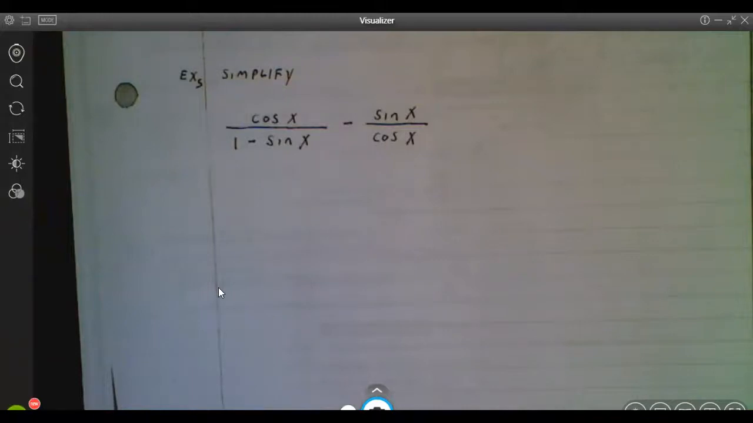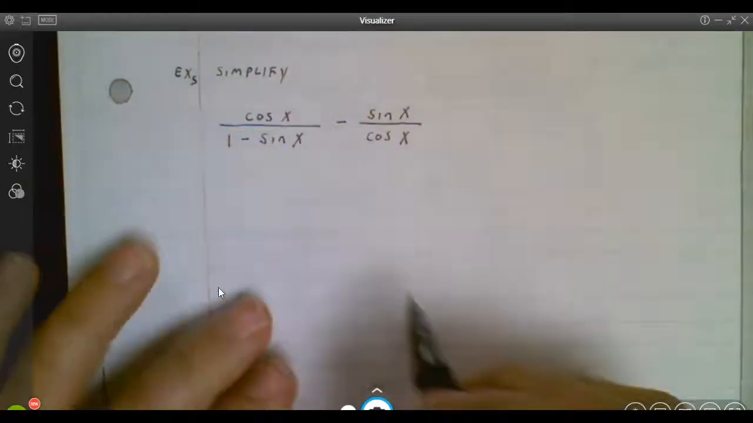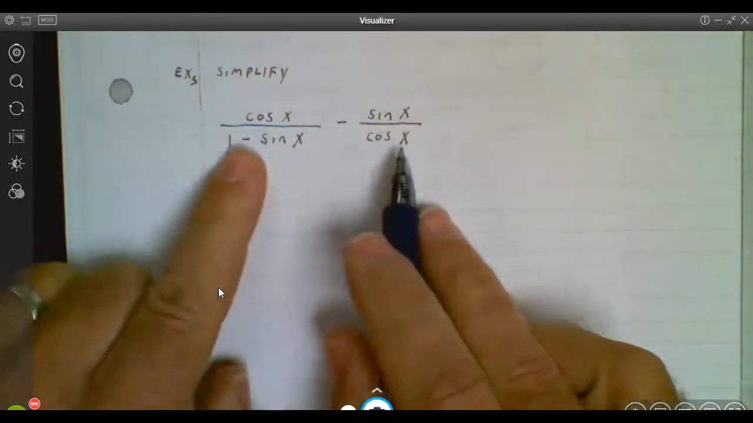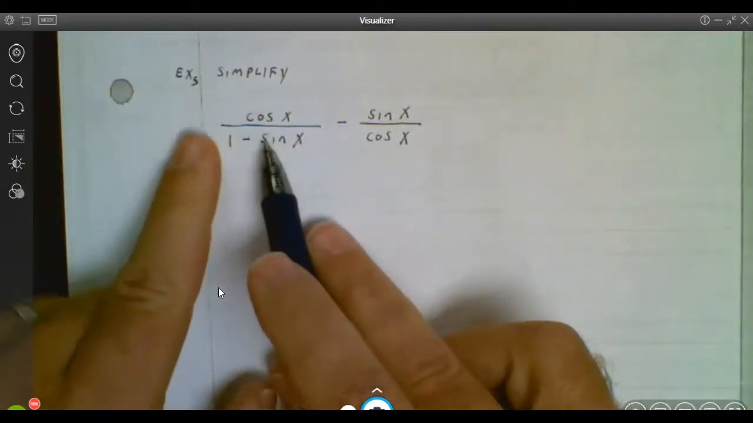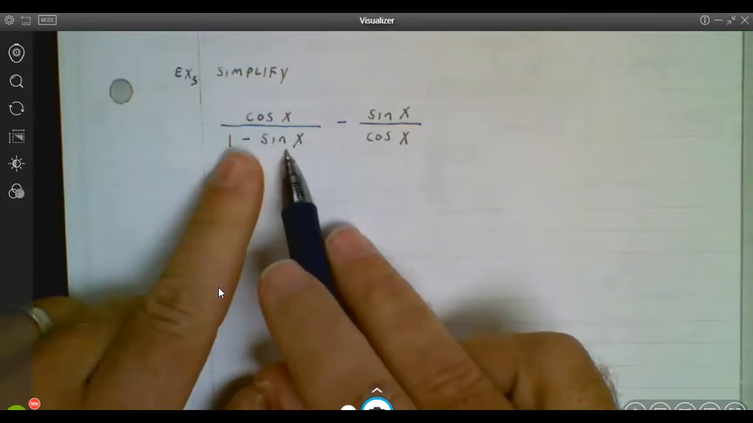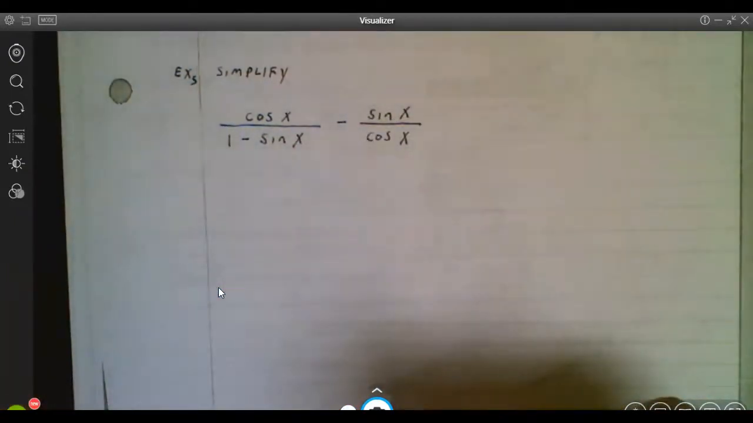One of the big issues we're seeing on this is I have two separate fractions. These are not being multiplied, so I can't really combine them very easily. So what we're going to need to do on this is create some common denominators. In other words, this whole thing is going to have to be one big denominator. So I'm going to have to multiply my cosine of x to this side and 1 minus sine of x to this side in order to create common denominators.